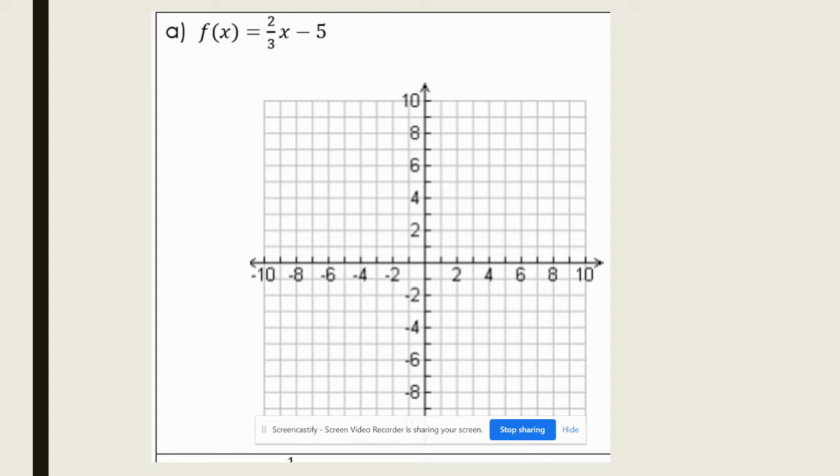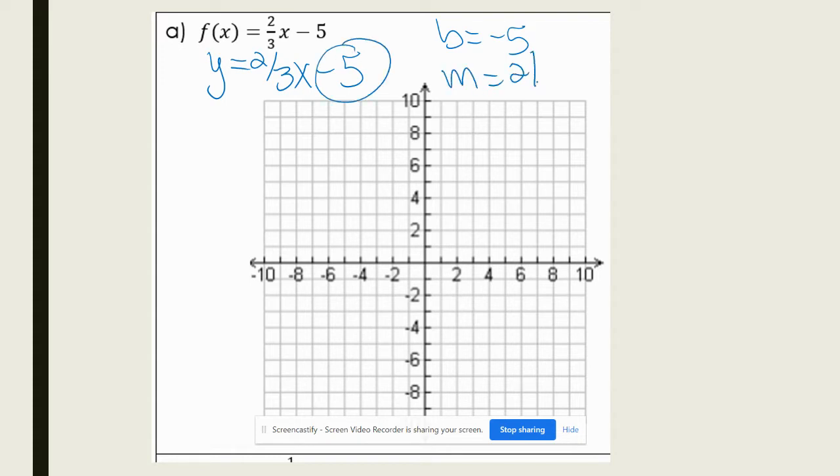Looking at this very first example, we have 2/3 x minus 5. Remember, f of x is saying, hi, I'm a function, but this is really also y equals 2/3 x minus 5. Our y-intercept, or our b, is -5 because of the minus with it. And then our slope is positive 2/3. So we'll start at -5 and plot that. From that -5, it's a positive 2 and a positive 3. So we're rising 2, running 3, plot a point. Rising 2, running 3, plot a point.